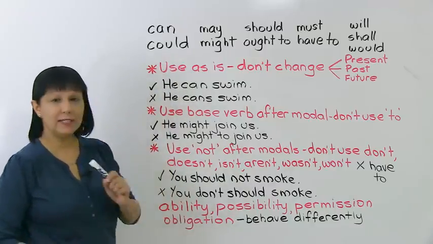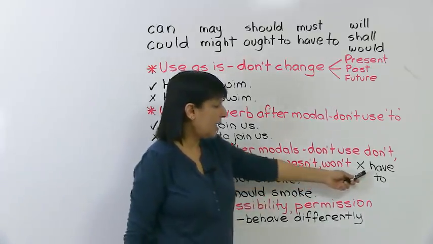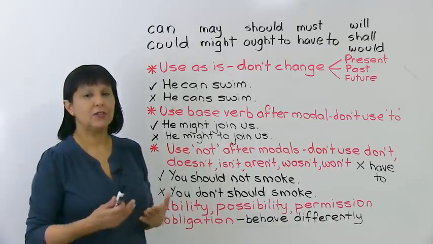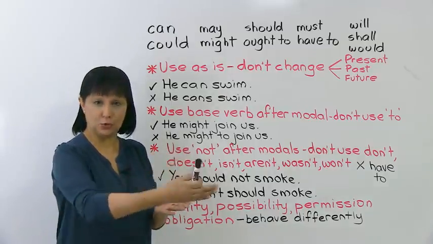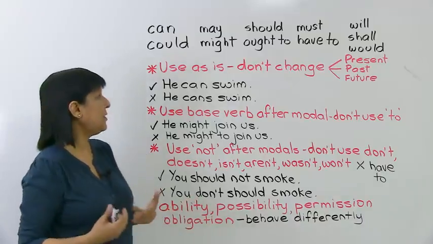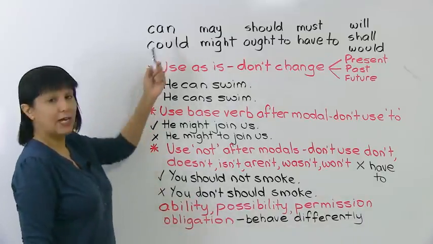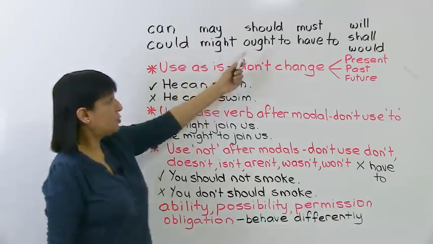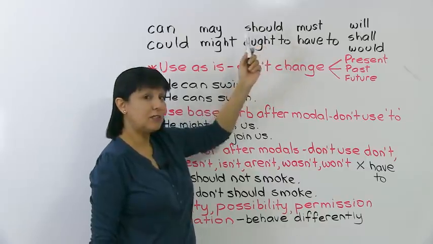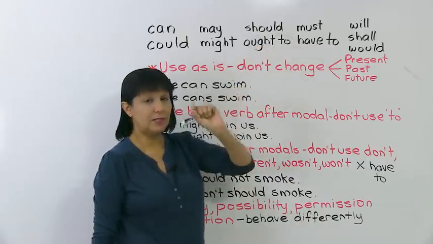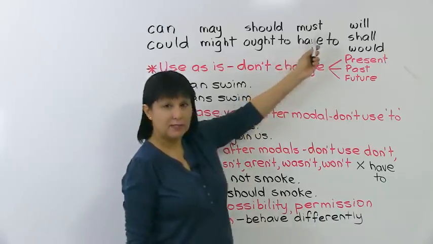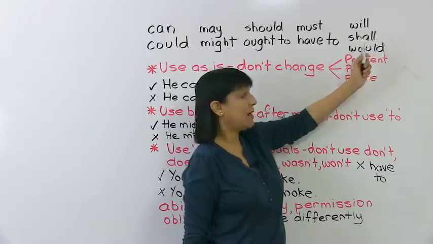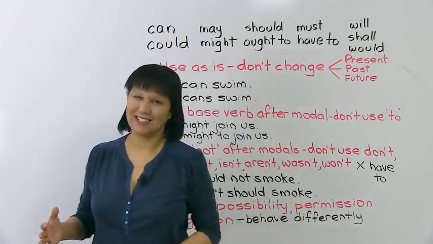So the only exception is with the modal verb have to. There, if you want to make it negative, you need to say, you don't have to do this, okay? But with the other ones, we just say, you cannot, you could not, you may not, you might not, you should not, you ought not to, okay? So there you have to be careful where to place it. You must not. This one I told you is an exception. You will not, you shall not, and you would not, okay?